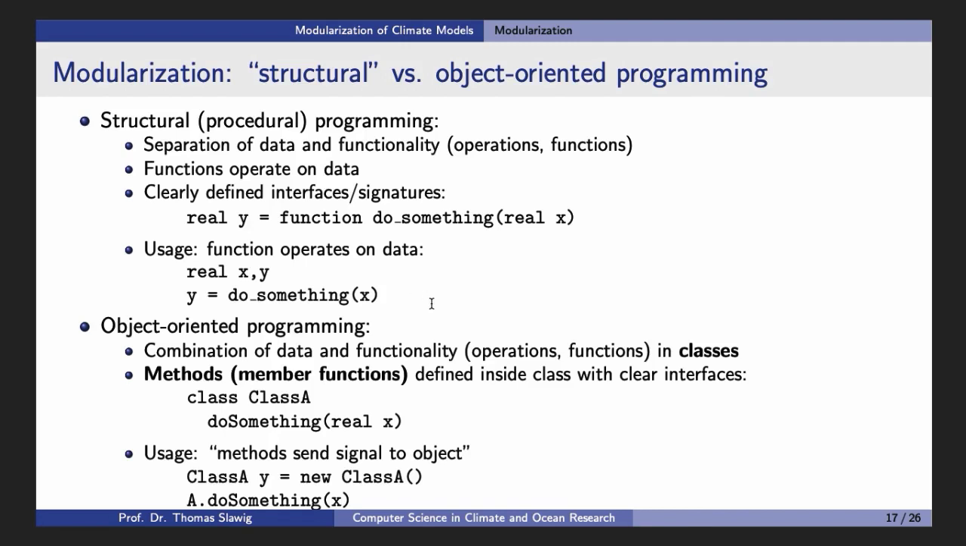In the object-oriented paradigm, the data and functionality are combined in classes. The functions are called member functions or methods. They are defined inside the class. They also have a clear interface, but the idea is they are connected to the class because they are defined inside. And the usage has a little different notation in many languages, with this dot notation, which is sometimes referred to as the method sending a signal to the object.